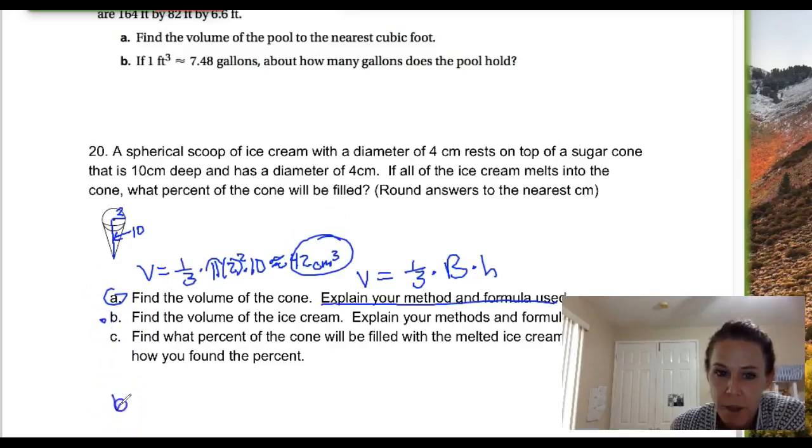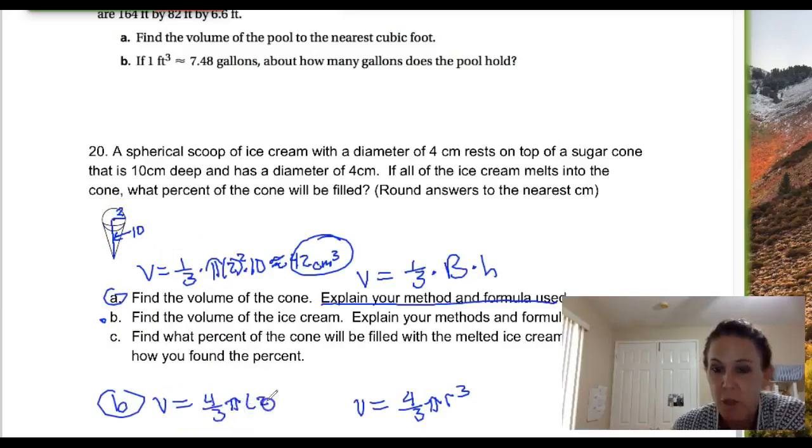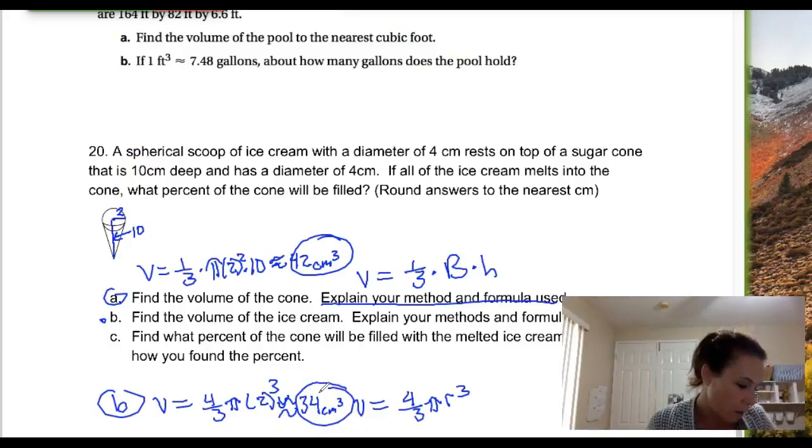Let's do part B. Part B asks for the volume of the ice cream. So that's a sphere. Explain our method used. Well, the volume of a sphere is going to be 4/3 pi r cubed. We know the radius of the sphere is 2. We're going to go 4/3 pi times the radius, which is 2, and we're going to cube that. Now do the math on that. 2 cubed is going to be 8 times 4, divide that by 3, multiply that by pi, and we're getting an approximation of 33.5. You can round that to approximately 34, and it's going to also be centimeters cubed. All right, so there's part B. We have part A and part B.